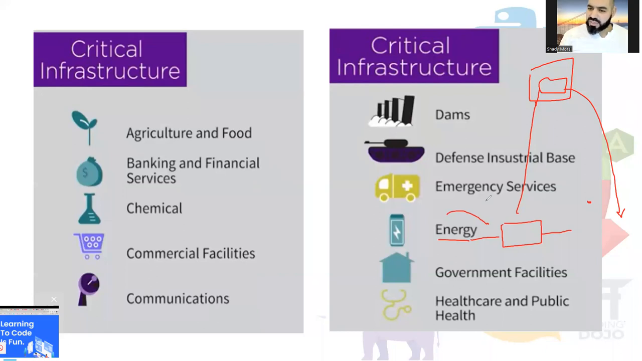Governments use OT, like government facilities, healthcare, and public health. A lot of hospitals right now have IoT devices. One of the things I watched once was a surgeon in Japan doing an operation on someone in the US using a robotic arm. This guy sitting in Japan was controlling a robotic arm in the US and performing the operation. So this is also a sort of OT system, and it's very common to see it in healthcare.